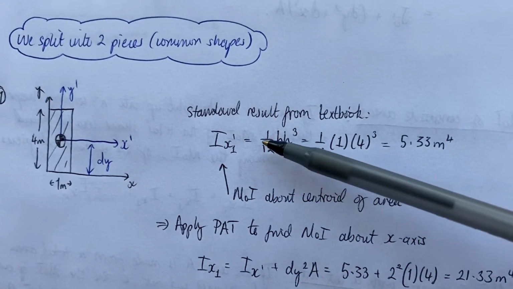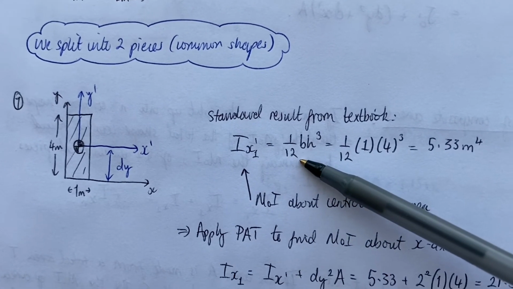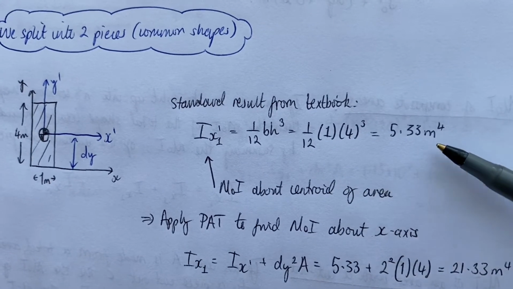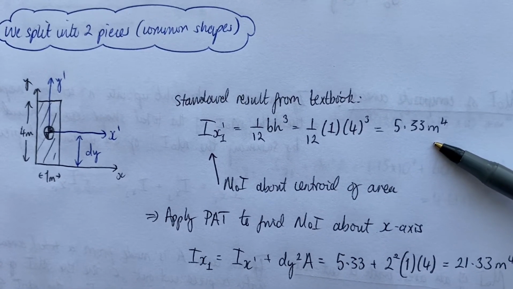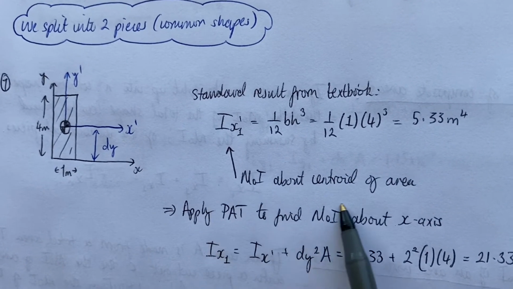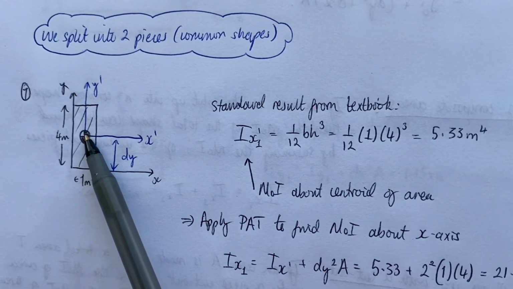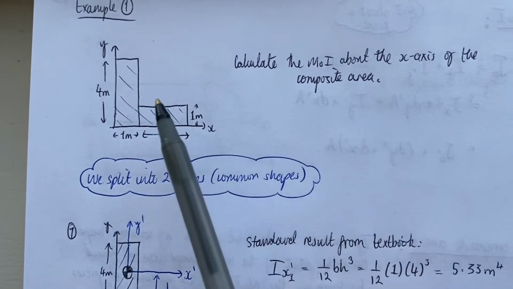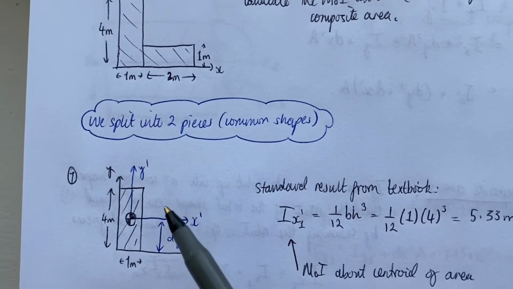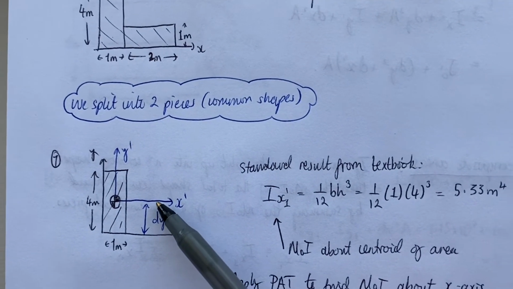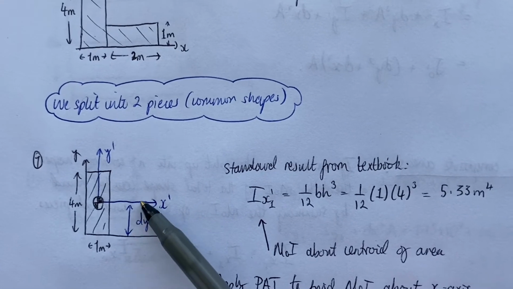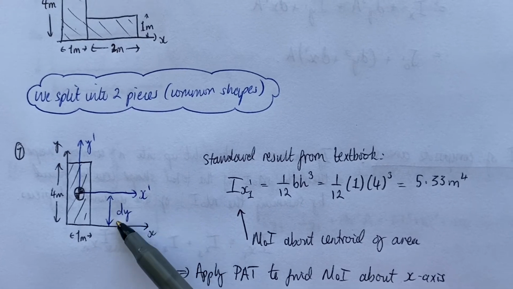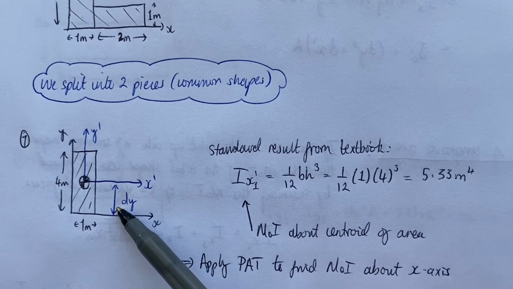So that's what I've done here. This is a standard result from the textbook as I've summarized here. I just take 1/12 base times the height cubed to get this. So that gives us the moment of inertia about the centroid of the area, but what the question is asking is to find the moment of inertia about the x-axis. So we have to apply the parallel axis theorem to deal with this shift, okay? And that distance is what I'm calling dy, right?